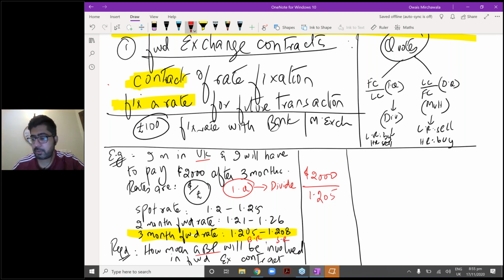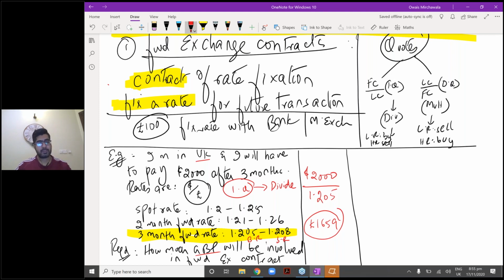It's 2000 divided by 1.205, 1659 GBP. This is the answer. I'm repeating. First step, if you are paying after 3 months, only highlight the 3 month. Second step, quotes. Pound is in denominator, indirect quote, divide, lower buying, higher selling.